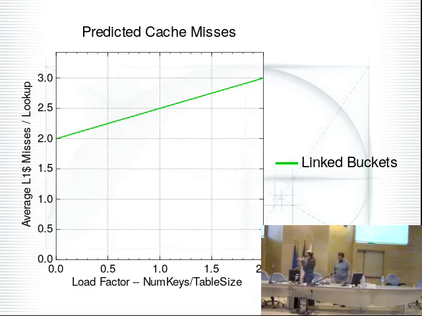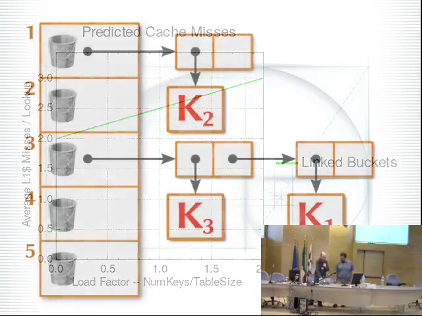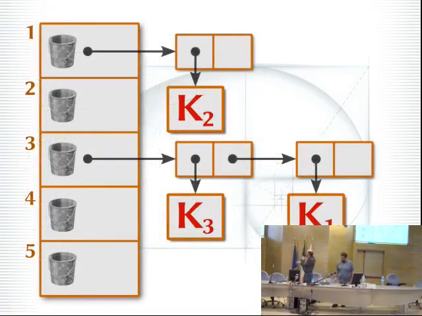Here's a prediction based on our linked list buckets. You can see it starts at 2 cache misses, and why is that? Well, first of all, you have to pull in the cache line of your table, of whatever section of your table you're dealing with. Now, this table of 5, it's all going to be in the same cache line almost always. But if you're dealing with a table that's 1 million large, there's no reason that it's going to be in the cache when you start, so you have to bring that in.